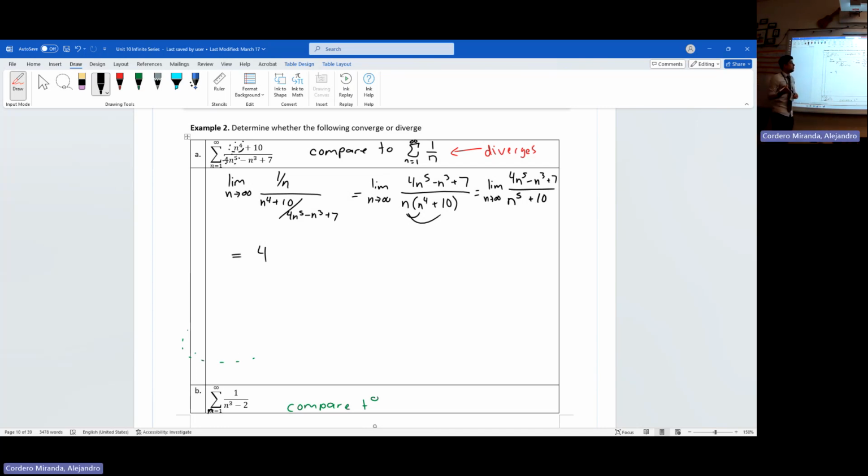Okay, so let me finish this, and then I'll answer a question. Since the paired one, this 1 over n, diverges, and I got a finite number out of the limit comparison test, that tells me that the original also diverges, which is what I'm about to write after these questions.